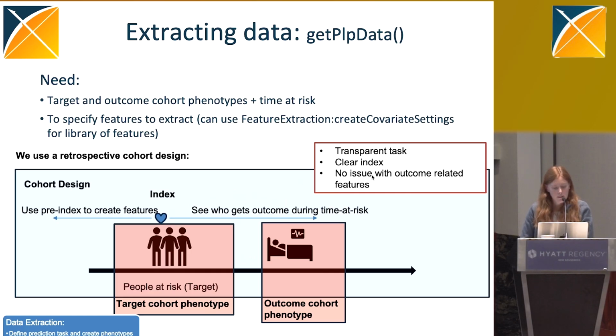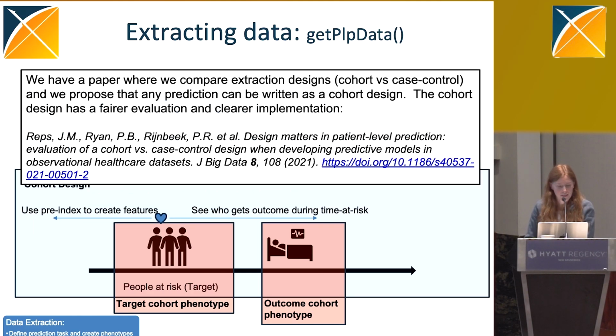We also get this separation where we're using data prior to create the features, and data post to see whether they have the outcome. So we're less likely to have issues with the outcome being used as a predictor. I say no issues, but less likely. If you have a bad design, that's not guaranteed. I've seen outcomes be predictive of the outcome.